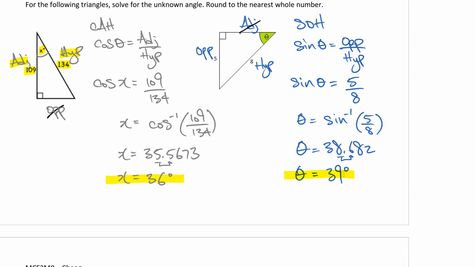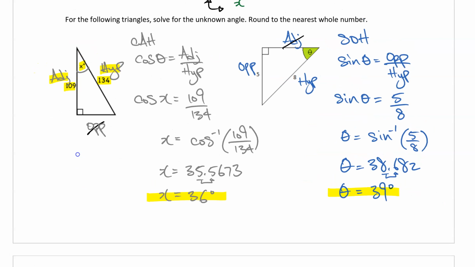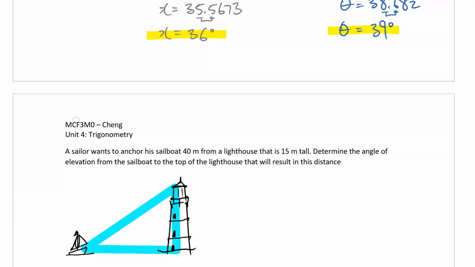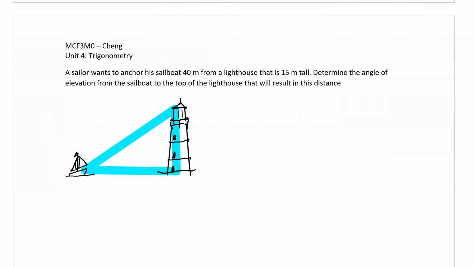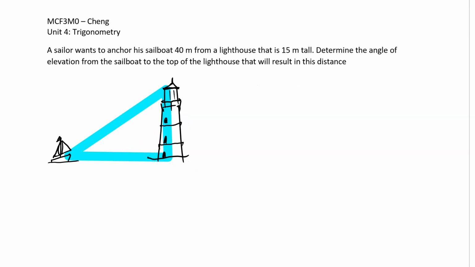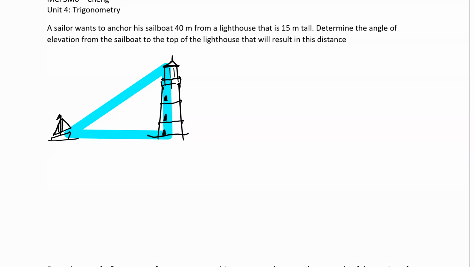Okay, so it's natural now to move forward into talking about word problems. What do we do in word problems? First one. It says, a sailor wants to anchor his sailboat 40 meters from a lighthouse that is 15 meters tall. Determine the angle of elevation from the sailboat to the top of the lighthouse that will result in this distance. I've taken the time to actually draw it so we could save time on our videos.